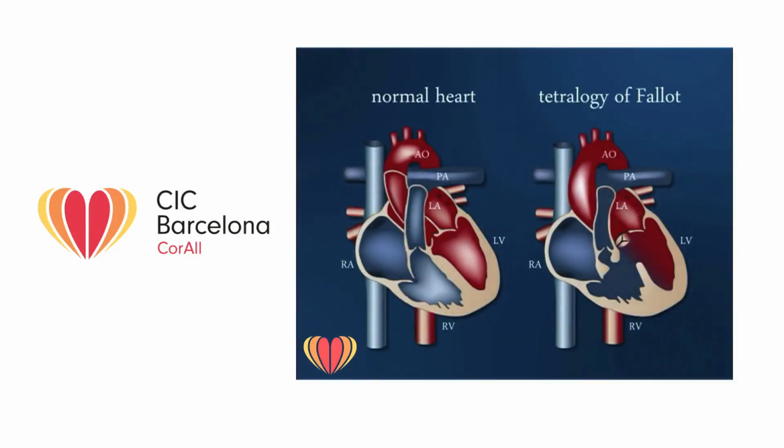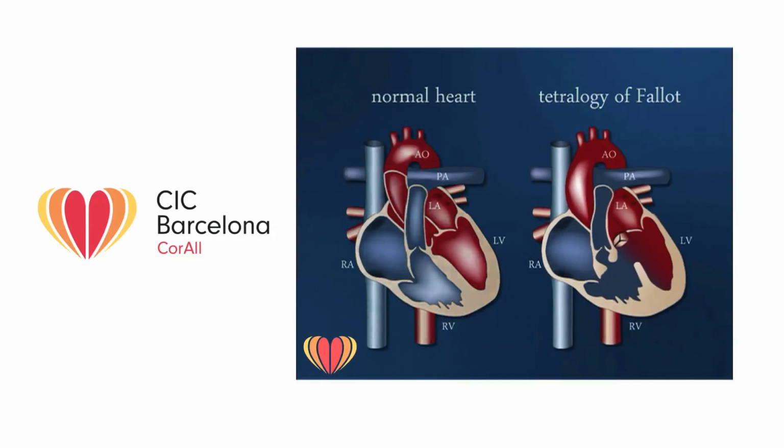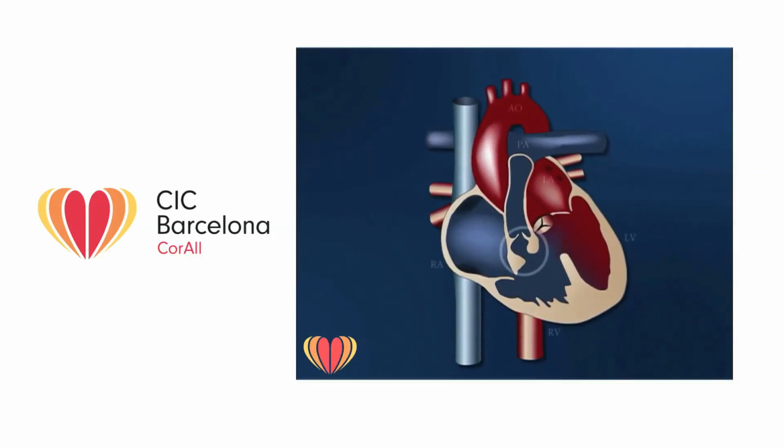Tetralogy of Fallot is the most common type of cyanotic heart disease, which is classically understood to involve 4 anatomical defects. Narrowing or stenosis of the right ventricular outflow tract, a wide subaortic ventricular septal defect, a shift of the aorta towards the right side, overriding aorta, a right ventricular hypertrophy, a consequence of the infundibular stenosis.